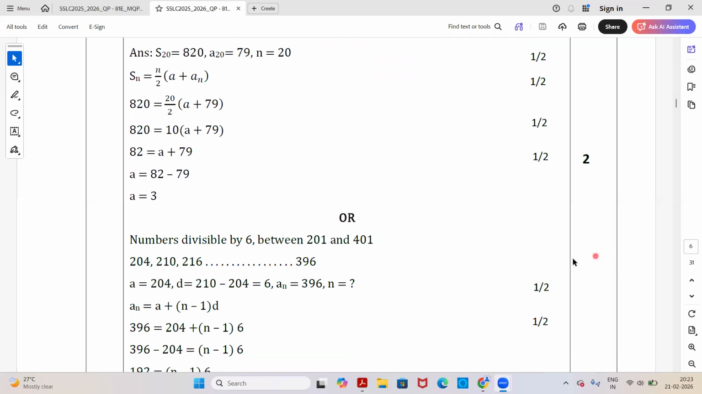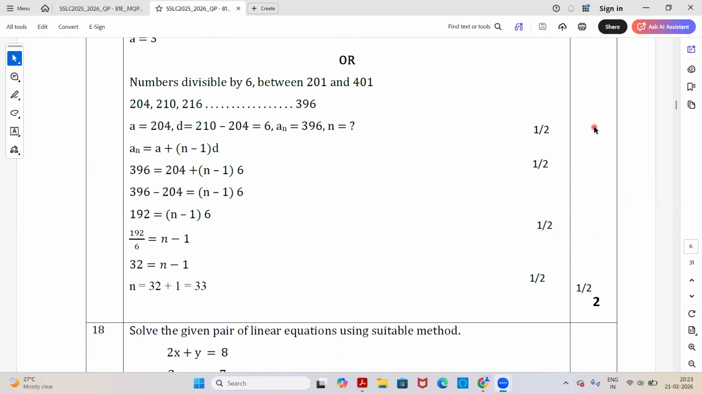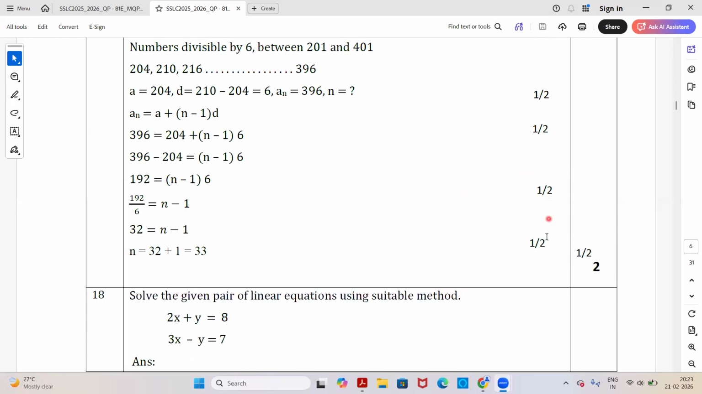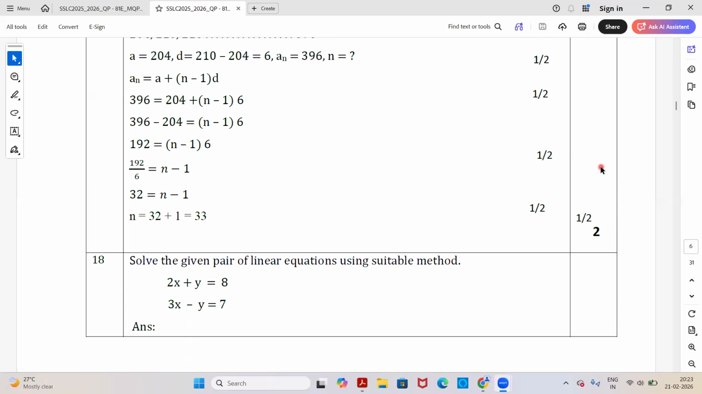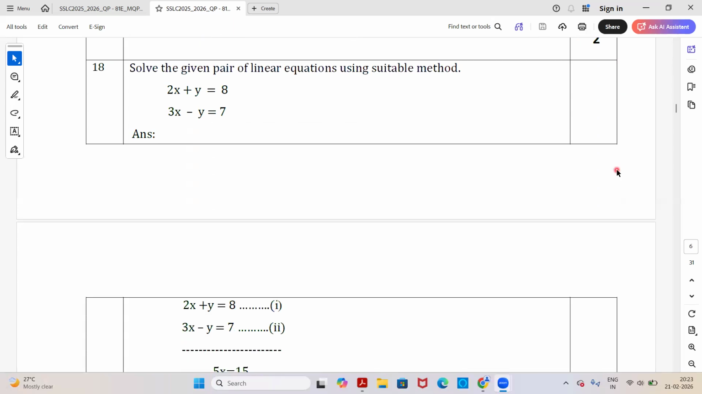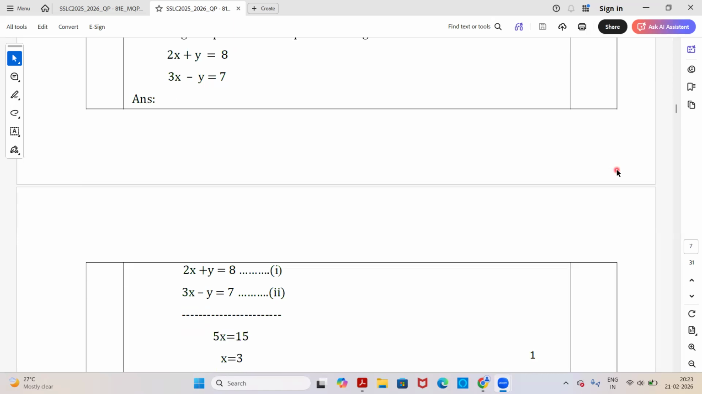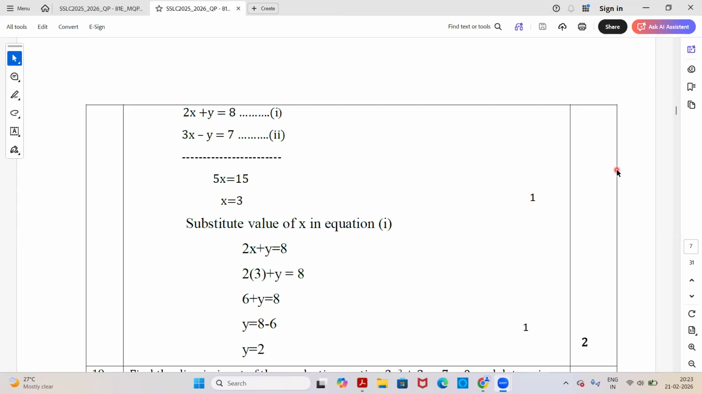So this is how the answer key is given. Marks allocation, 2 marks. Your stepwise marks is also given. It's segregated. So it becomes easy for you all to understand how you get marks on each step, right? Then going to question 18. Linear equation question, answer is given here. Then you have to substitute the value of x.